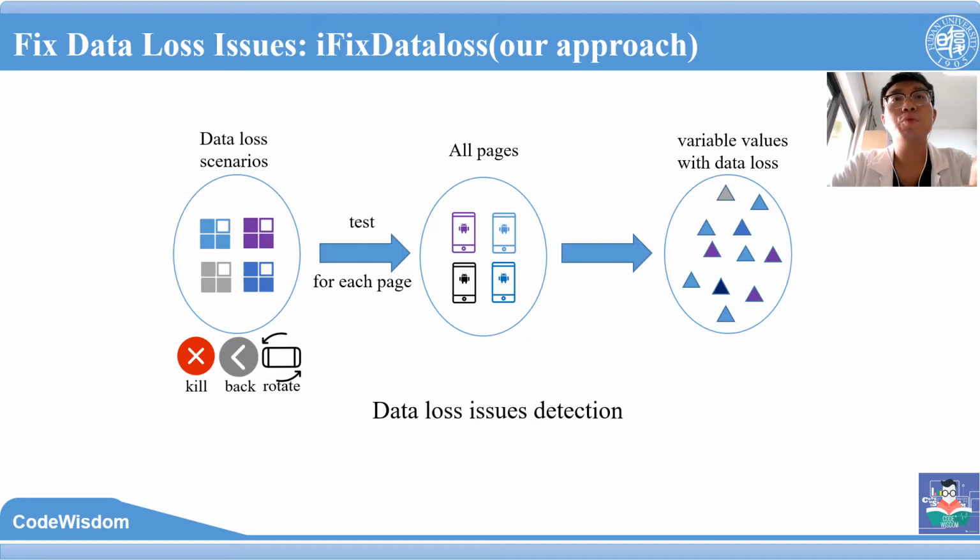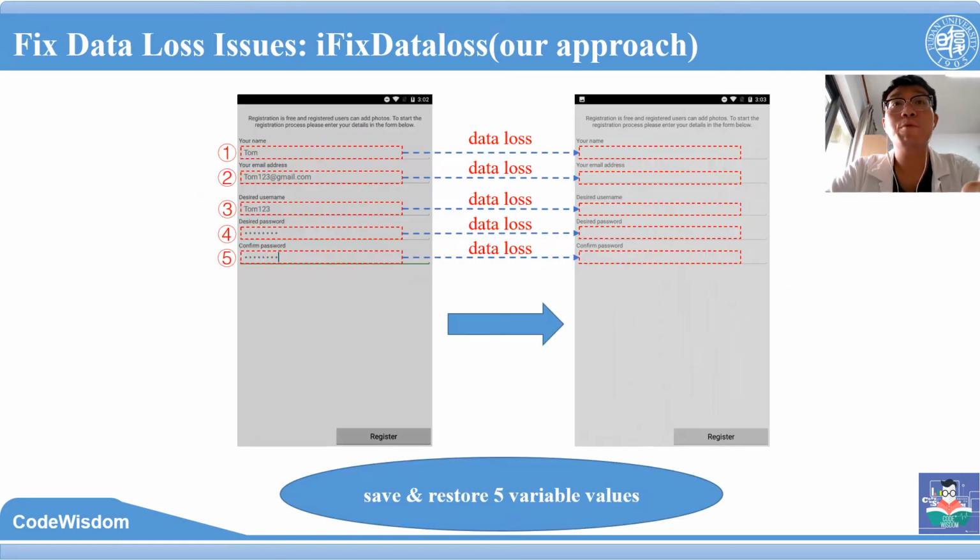To eliminate the oversaving issue, we present a technique called iFixDataLoss. The key insight is that the scenarios in which data loss issues occur can be simulated by generating a particular event or composed event during testing. For example, screen rotation can be triggered by executing an orientation change event at app runtime. Thus, we can detect data loss issues by testing each app page for these data loss scenarios and checking if data is lost. For the example, iFixDataLoss saves and restores 5 variable values.